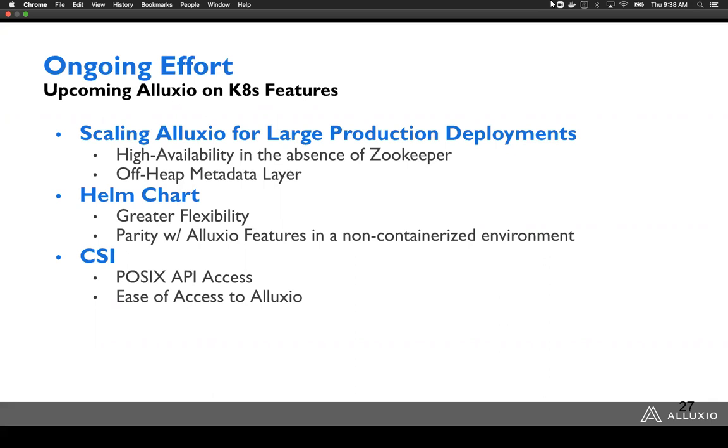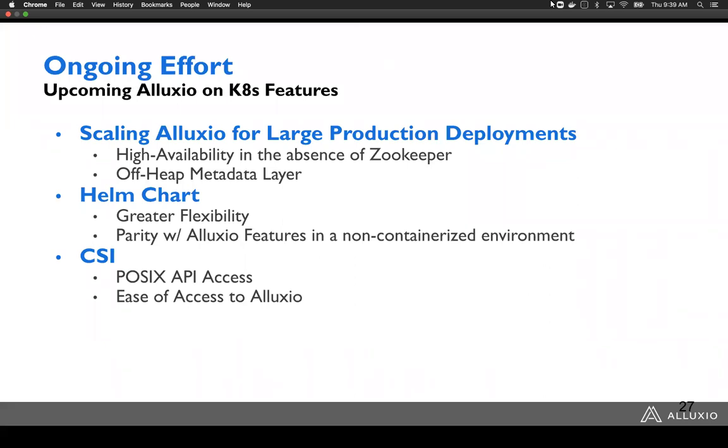Now, the other major thing that we have validated recently is the off-heap metadata layer, which allows Alluxio deployments in Kubernetes to store metadata for your files, which could be in the billions. So you could have files in HDFS and S3, and for Alluxio to be able to handle data across multiple storage systems, the metadata layer in Alluxio actually needs to be much more scalable than the metadata layer for the storage systems that it's accessing. And this is something that we have included recently.